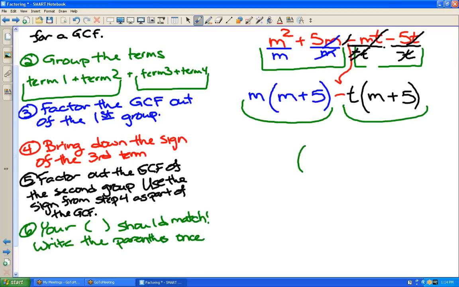Okay, so my parentheses were M plus 5. Now, if you want to think of that as a GCF, you might have it in front. If you want to think of it as being in the back of each one of those terms, it can stay in the back. Order doesn't matter because remember, multiplication goes in any order. But so I wrote that once. It's in common.